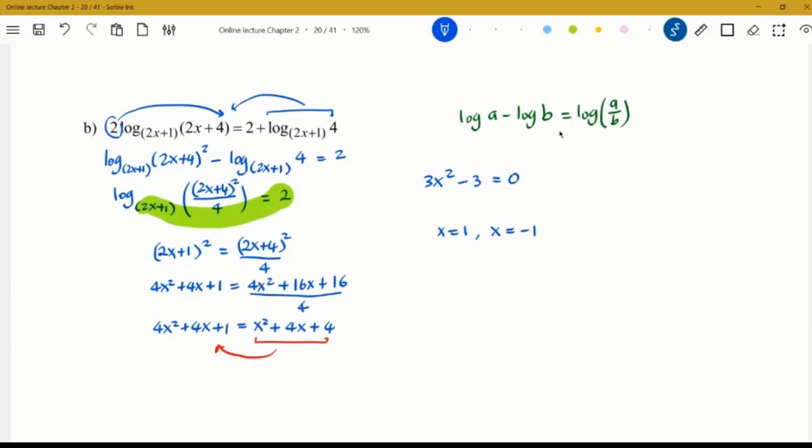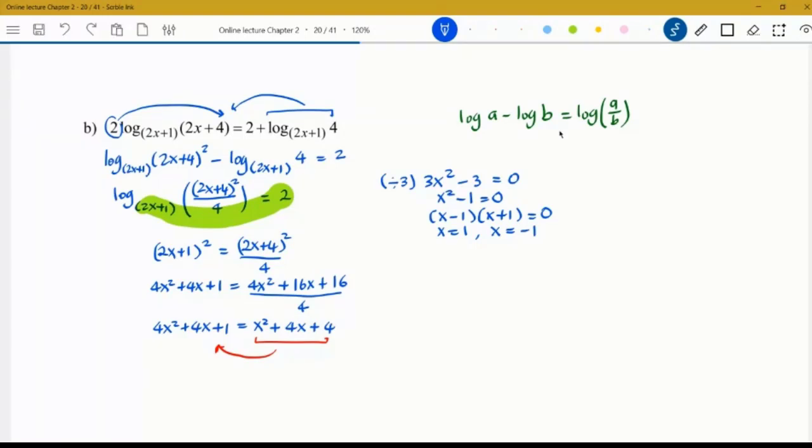Okay, but then bermaksud dia akan jadi x minus 1, x plus 1 equal to 0. But then you have the coefficient of x squared is 3. It means before you use calculator, you have to factorize ataupun kita bahagikan dengan 3. It's gonna be x squared minus 1 equal to 0. Baru method sampai habis akan betul. Okay. So x squared minus 1 equal to 0. Factorize will be x minus 1, x plus 1. So we end up with 2 values of x.